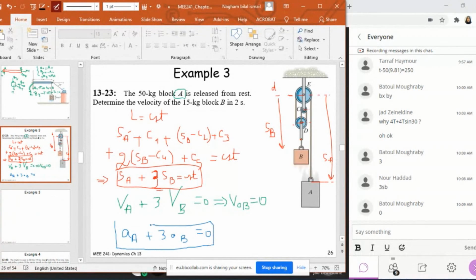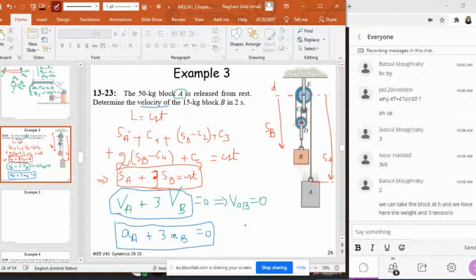However, guys, even if I know this equation and this equation, I cannot solve the problem. The problem is to determine the velocity of block B in 2 seconds. How can I determine the velocity of block B in 2 seconds using these equations? I can't, which means I need to go to kinetics. I need to apply the second law of motion in order to find the answer to this example. So the kinematics relations are not enough.